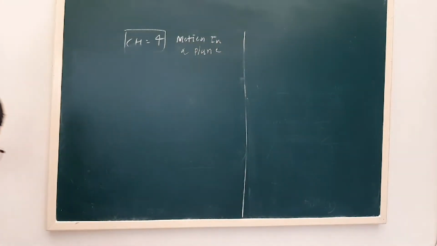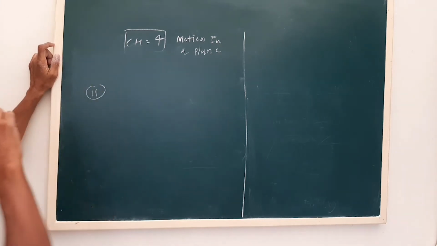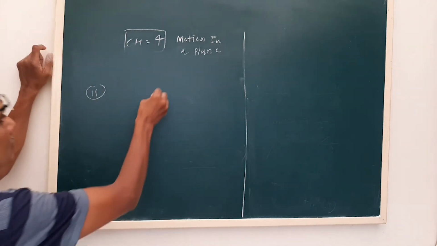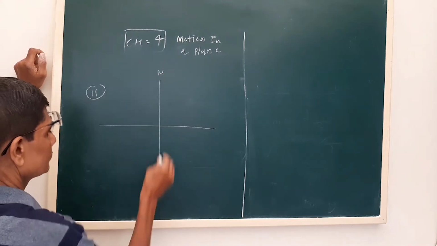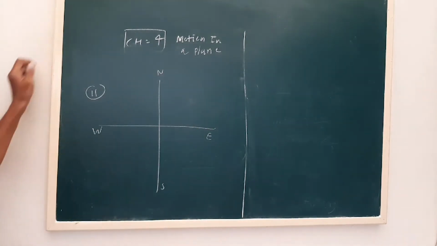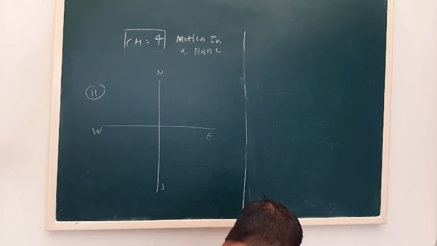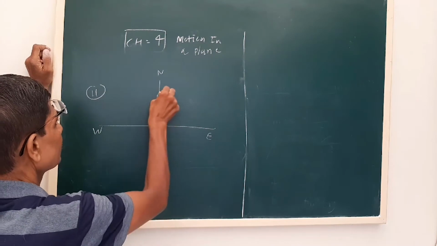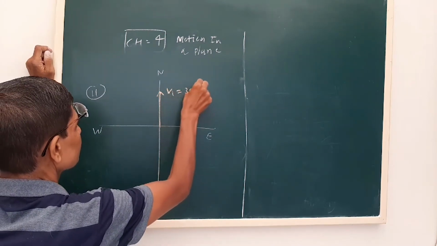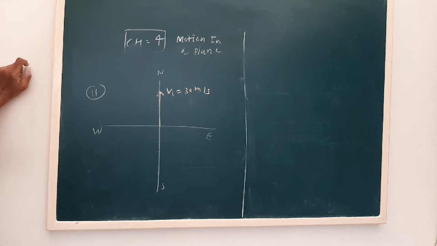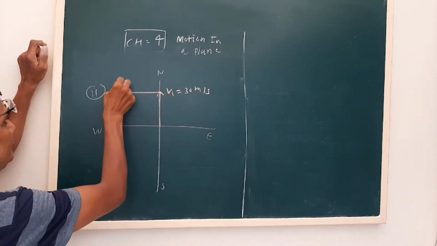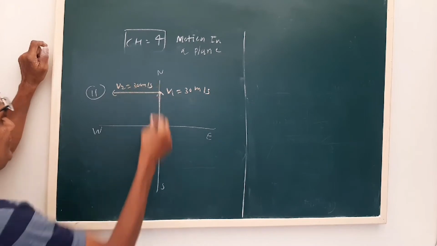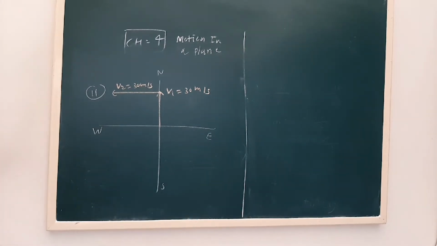Now, next MCQ. A motor car is moving toward the north with a velocity of 30 meter per second. It turns toward the west with the same speed. What is the change in velocity?